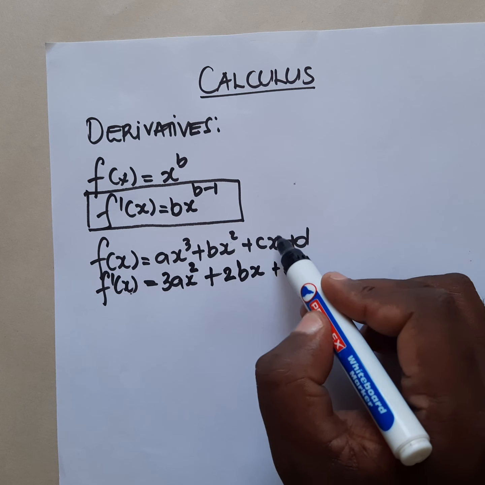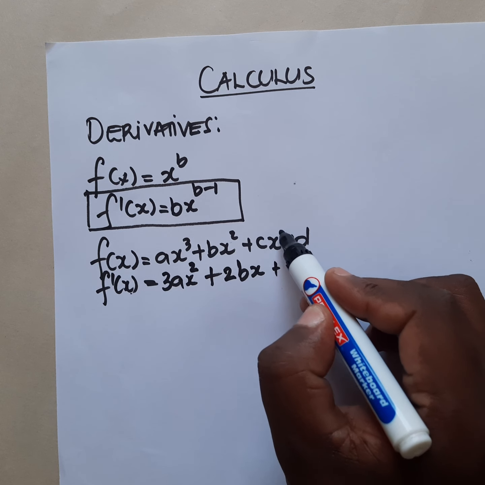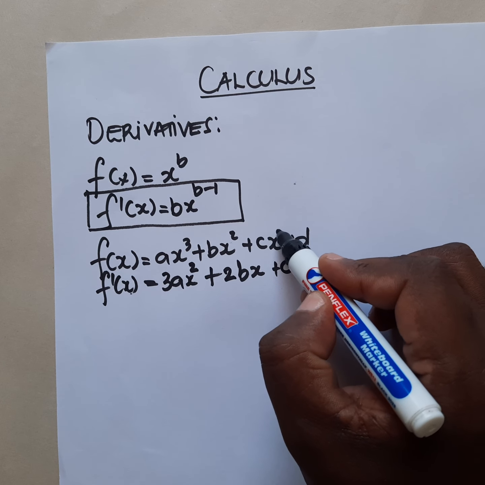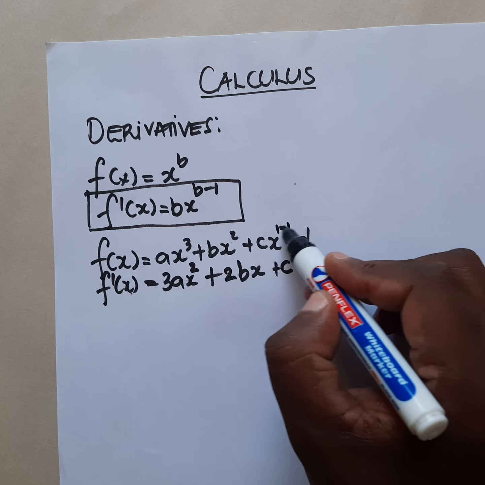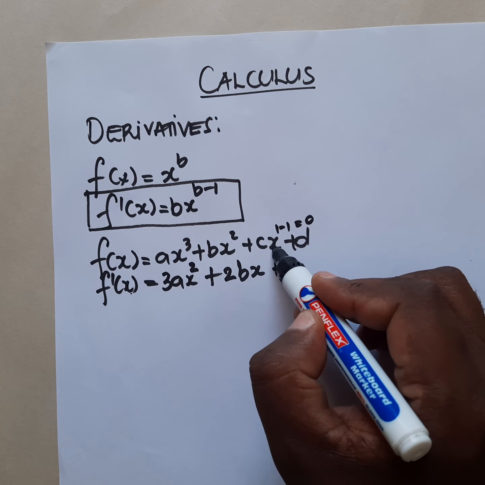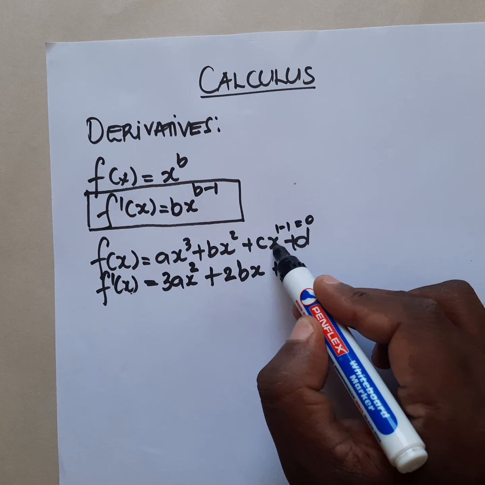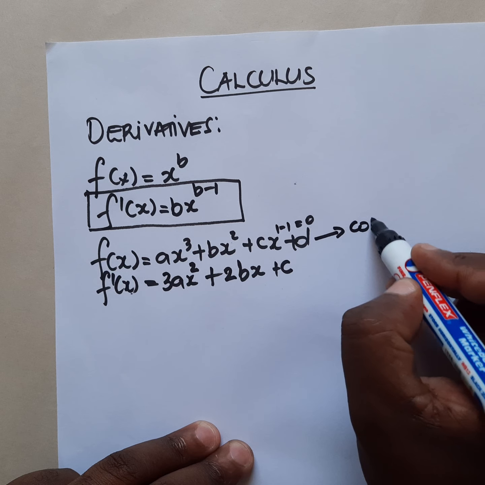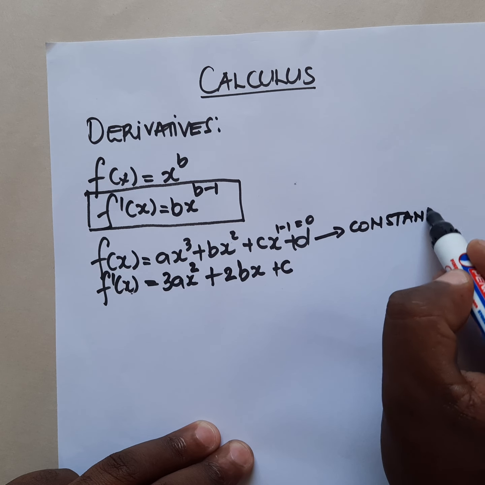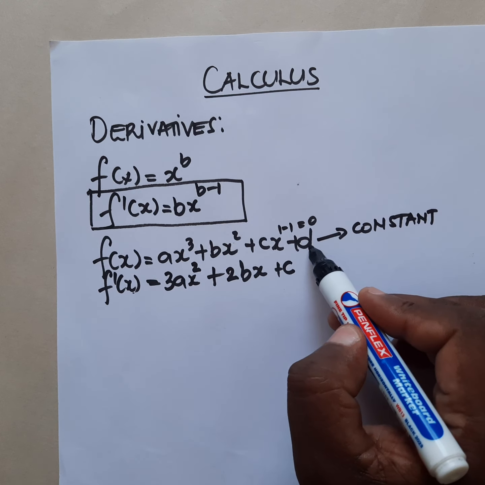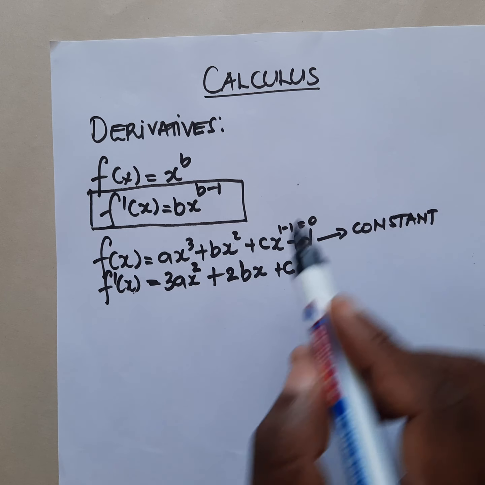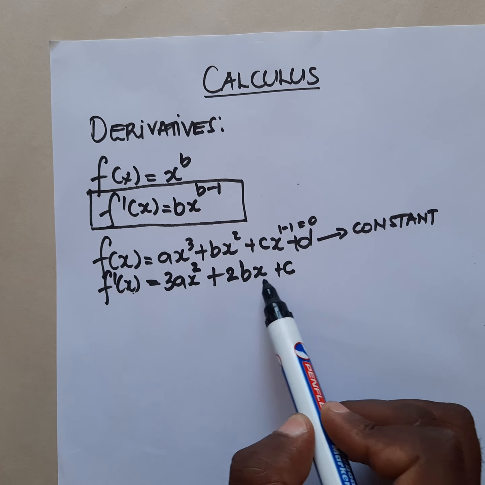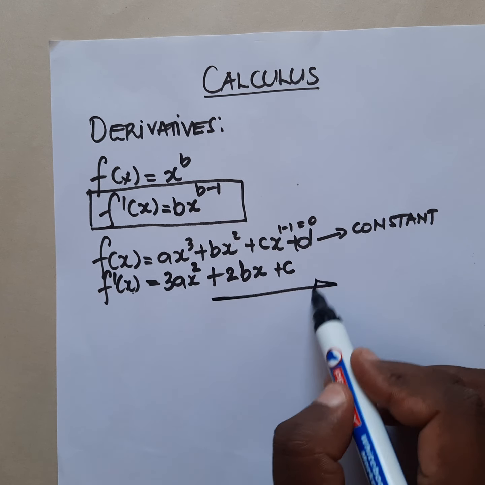Okay, what is the exponent of x here? The exponent of x here is 1. 1 times c, it's c. On that exponent you subtract 1. 1 minus 1, it's 0. x to the power 0 is 1. 1 times c, it's c. Okay, and d, we call d a constant, and the derivative of a constant is 0. So meaning the derivative of f of x is 3ax squared plus 2bx plus c. So that is our final answer.